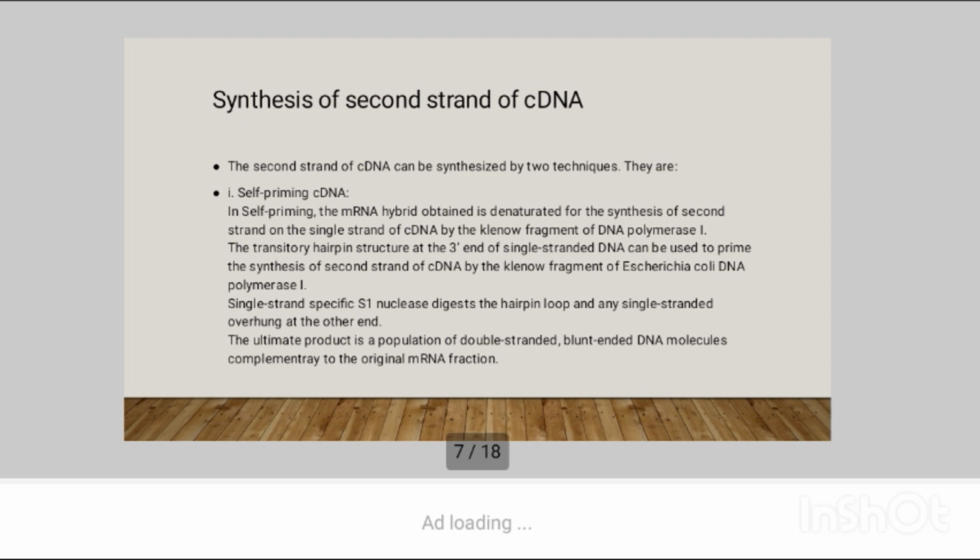A transitory hairpin structure is present at the 3' end of the single stranded DNA that can be used as a primer in the synthesis of the second strand of cDNA by the Klenow fragment of Escherichia coli DNA polymerase 1. A single strand specific S1 nuclease digests the hairpin loop and any single stranded overhang at the other end. The ultimate product is a population of double stranded blunt ended DNA molecules complementary to the original mRNA fraction.